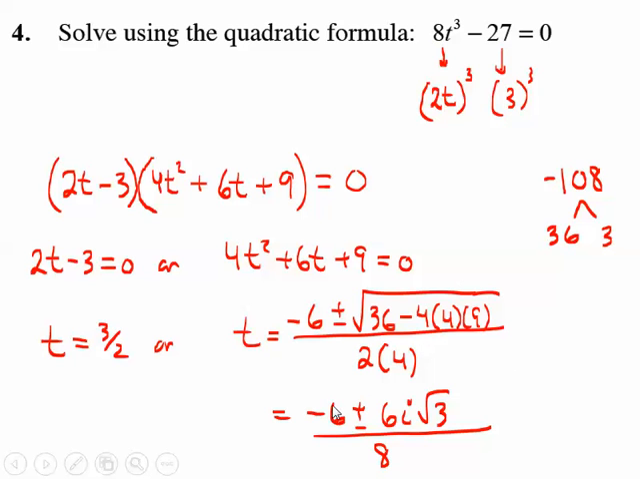Alright, can I simplify this? Yeah, 2 goes into all these guys, right? So half of negative 6 is negative 3. Half of 6 is 3 over here. And then half of 8 is a 4. Ooh, whole bunch of 3's here. And being divided by 4.